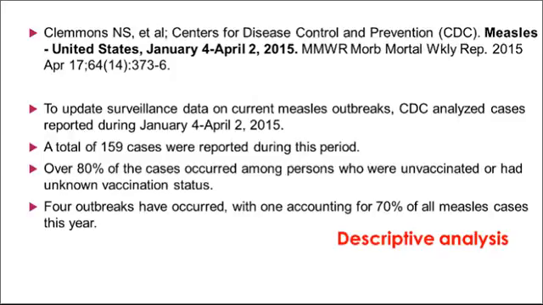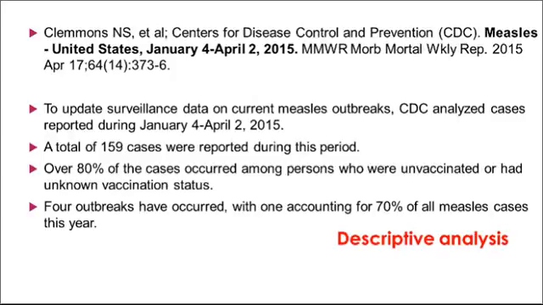They stated in the study that over 80% of the cases occurred among persons who were unvaccinated or had unknown vaccination status. This really identified that there was still a need for vaccinations. There was a lack of herd immunity, as we learned in a previous lecture. And so in this study, they said that there were 4 outbreaks, and one of them accounted for 70% of all measles cases this year.